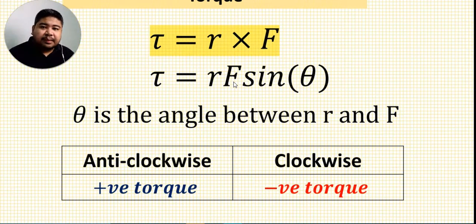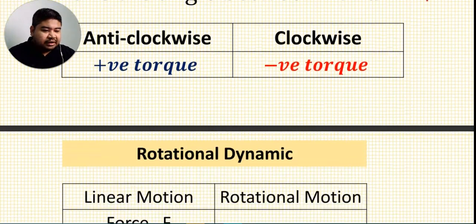If the force that we apply to the body causes the body to turn in the anti-clockwise direction, we take the torque as positive torque or positive turning effect. If the force that we apply to the body causes the body to rotate in a clockwise direction, we take the turning effect or the torque as negative torque. Now I'm going to show you a simulation to explain the sign convention that we use here.